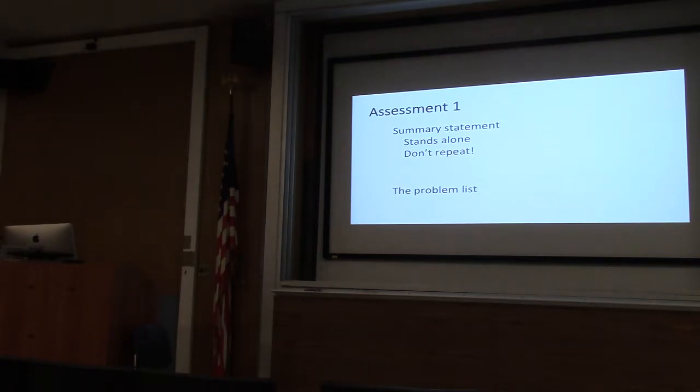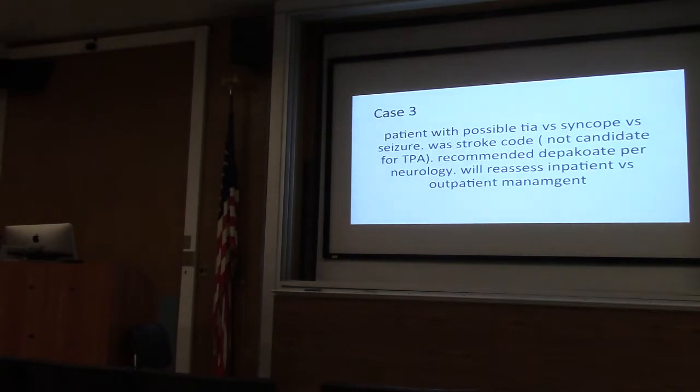And then, after getting a summary of a picture that stands alone and doesn't repeat, you get the problem list. You list the problems that the patient had from your history and exam. Like this patient came with sore throat, I found tachycardia, and, I don't know, wheezing. Right? You document what you found, what your problem list is. Okay, so after this, let's go to case three.